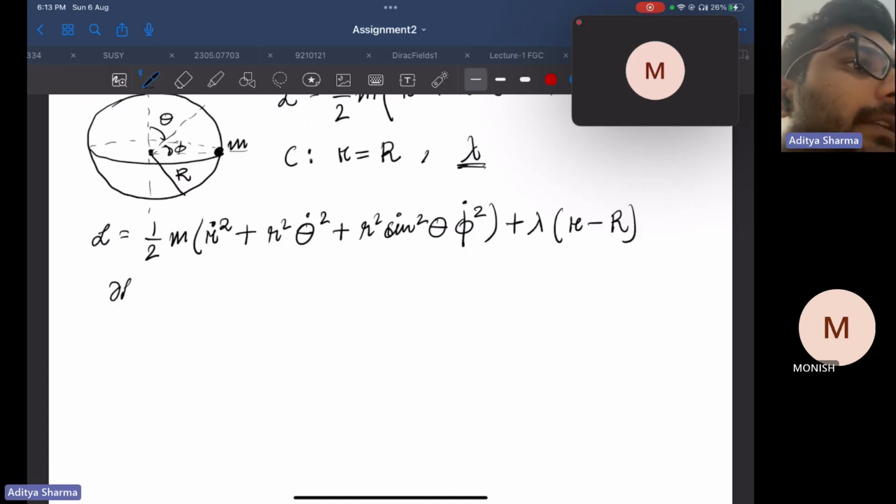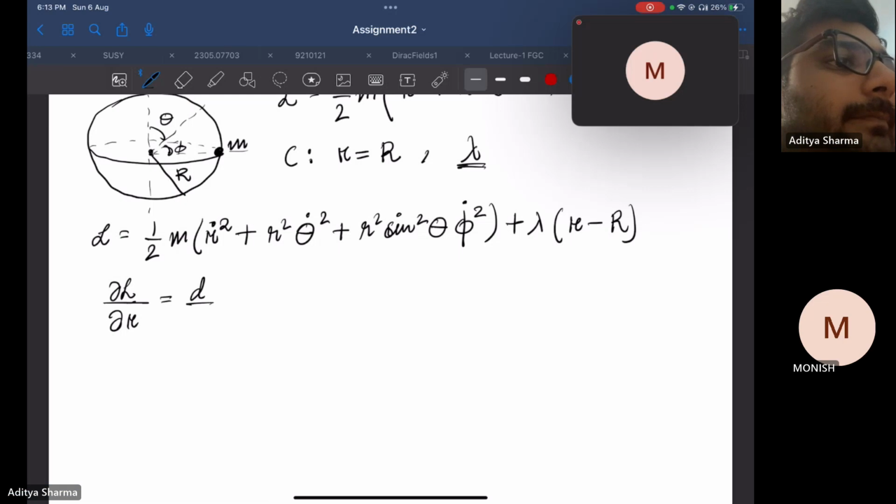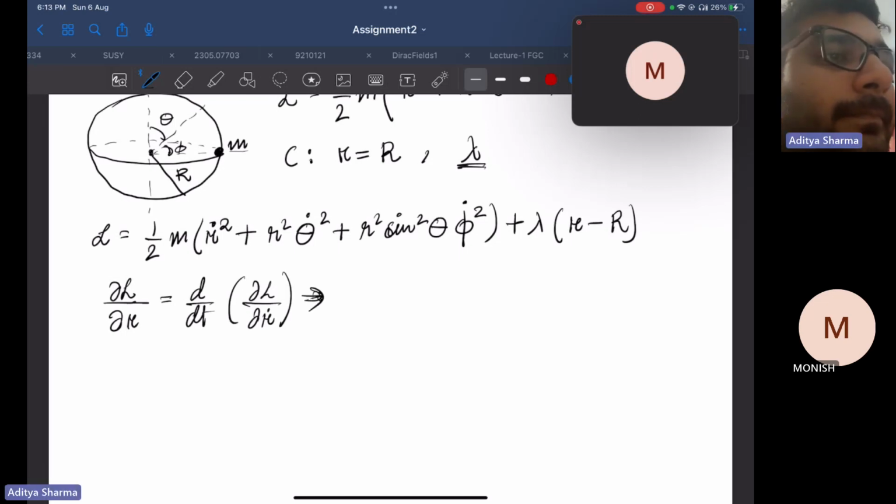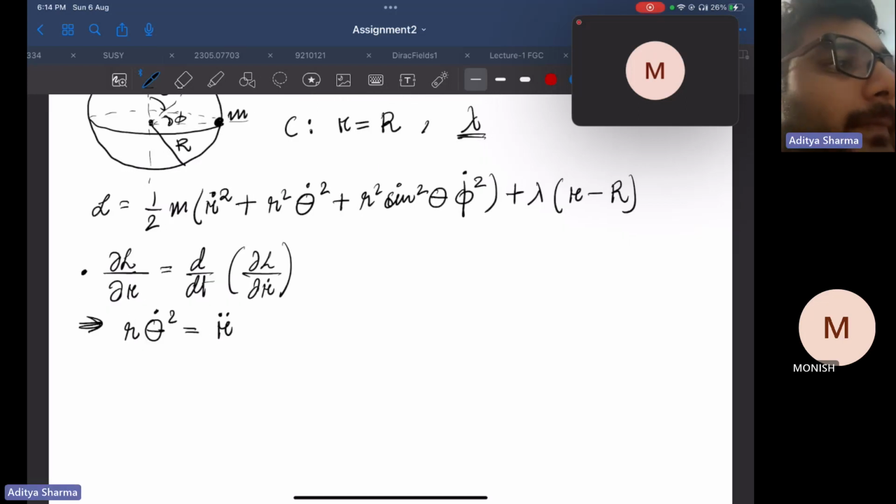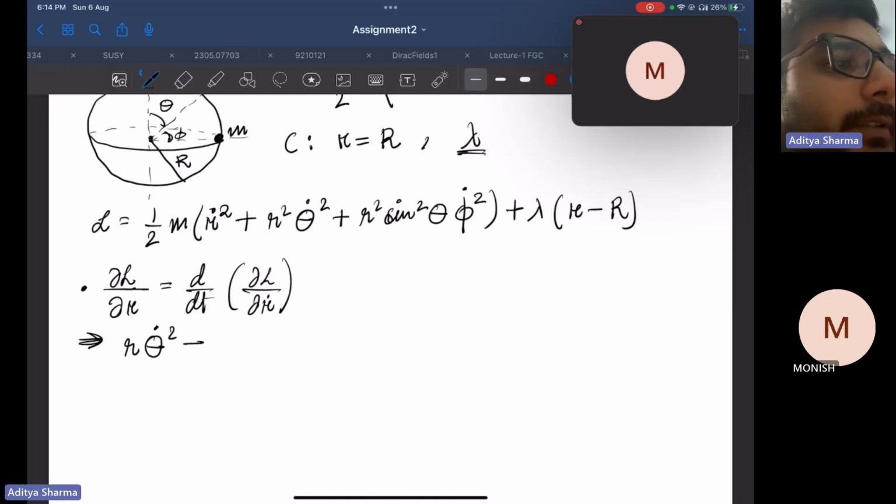Now you do the variation. This will give you, for r, m r theta dot square plus r sine square theta phi dot square plus lambda equal to m r double dot.